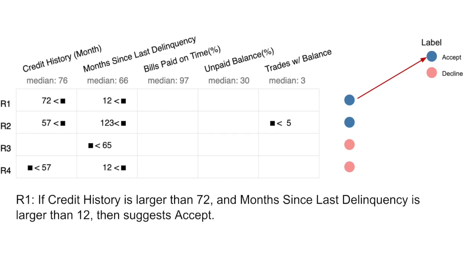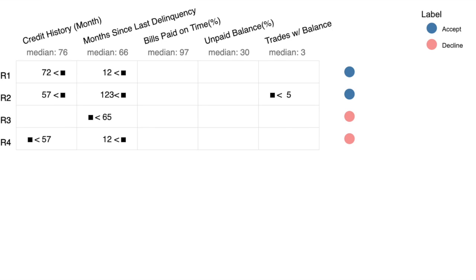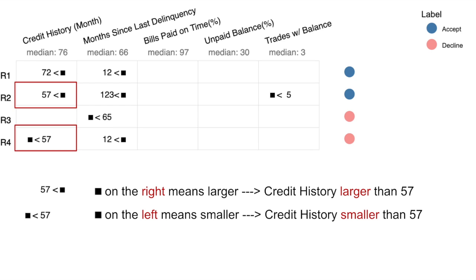And if an application has a value of months since last delinquency smaller than 65, then it matches rule R3, which suggests decline. Keep in mind, a useful way of reading a rule is that a square on the right side always means the feature of this column is larger than the given value, and a square on the left means that this feature is smaller than the given value.